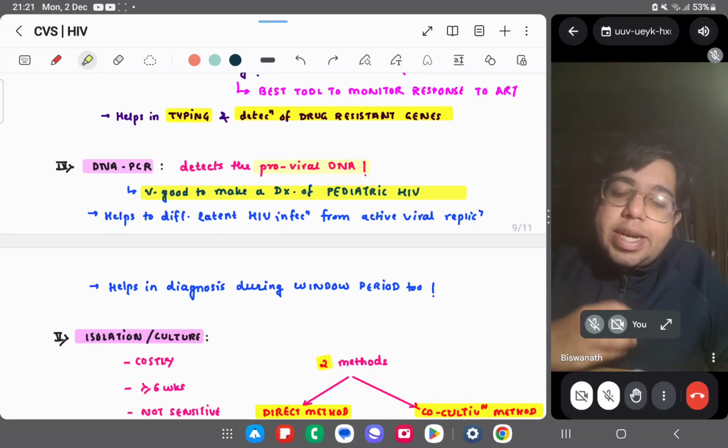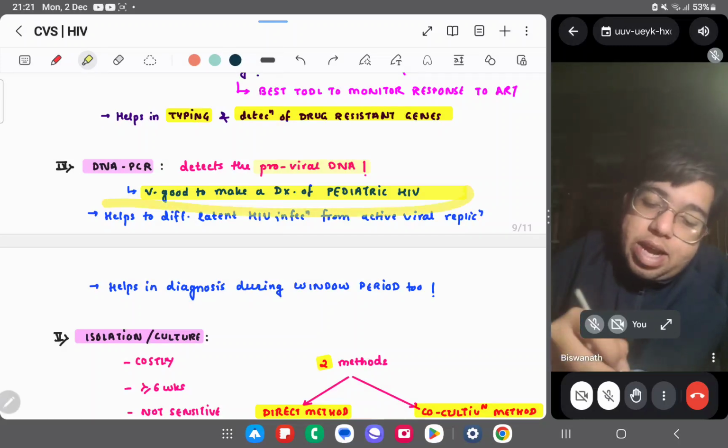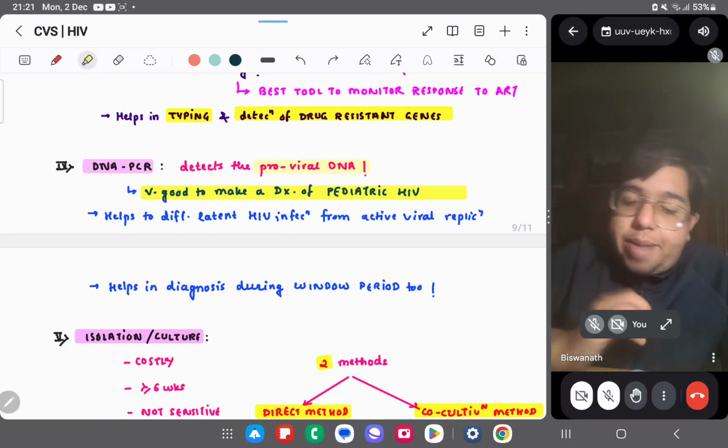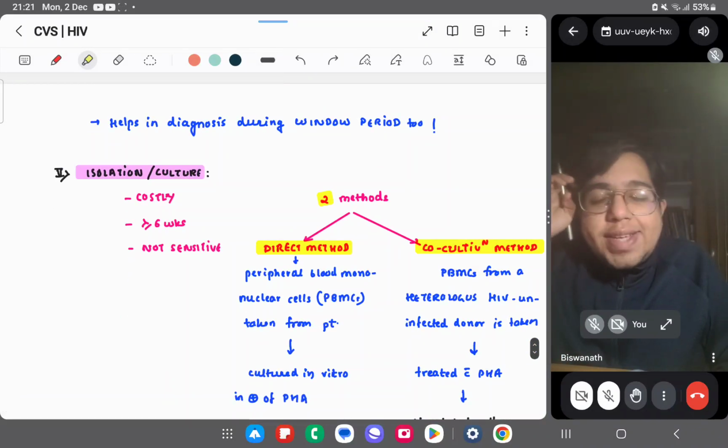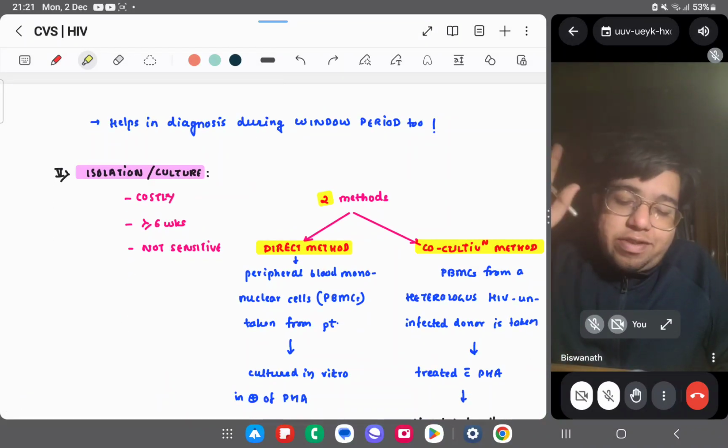DNA PCR detects the proviral DNA, and it is very good for making the diagnosis of pediatric HIV, and in the window period too.